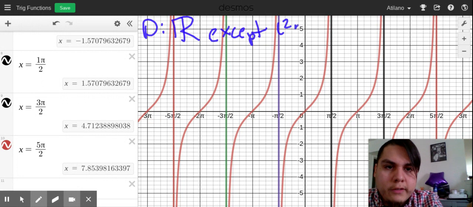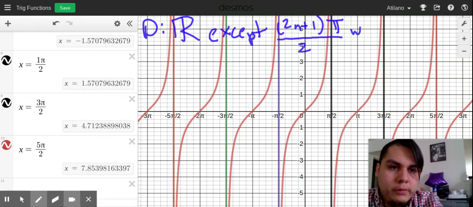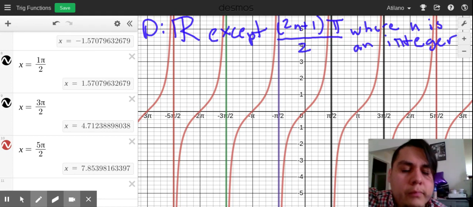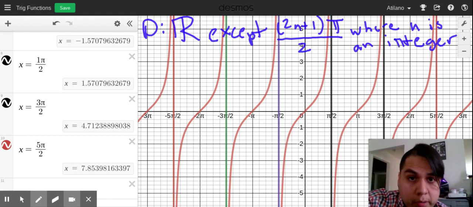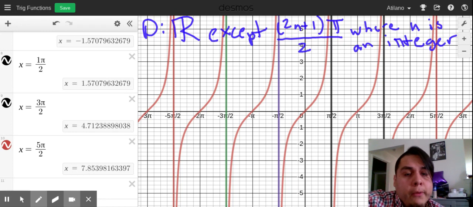throw back to Integrated 2 reasoning and proofs. 2n plus 1 pi divided by 2, where n is an integer. Right? If you take any integer, plug it in for n, and evaluate it, you should always come up with an odd number. And if not, pause the video, try it out, verify it for yourself.